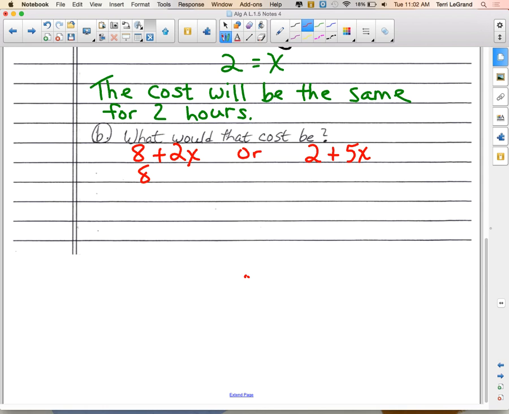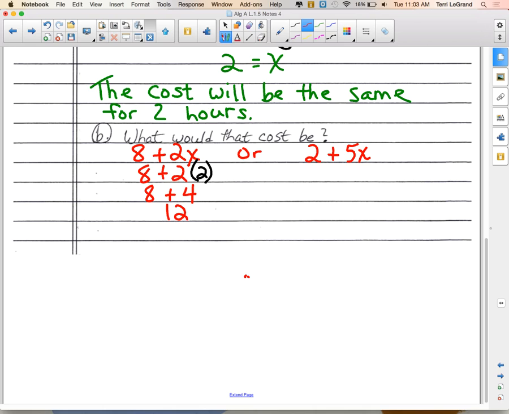2. So 8 plus 2 times 2. What do we do first? Do we add 8 to 2? Or do we multiply the 2's? Multiply the 2's, yeah. And what does that become? 4, and 8 plus 4 is 12. Okay.